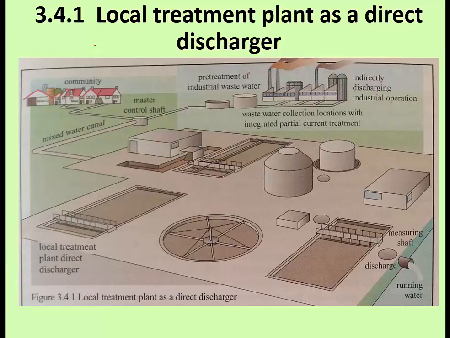So let me pull up my pen here. Whether it's a community or some sort of industry that you have, their wastewater is going into some sort of main control where it has to go through various processes to clean it up before it can be released into your water source, into a body of water.